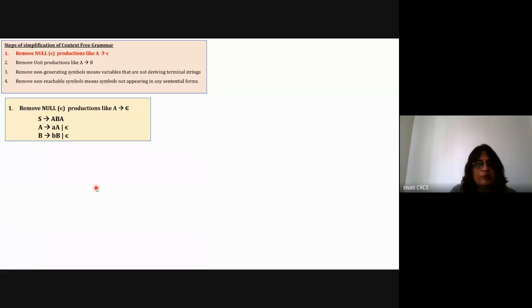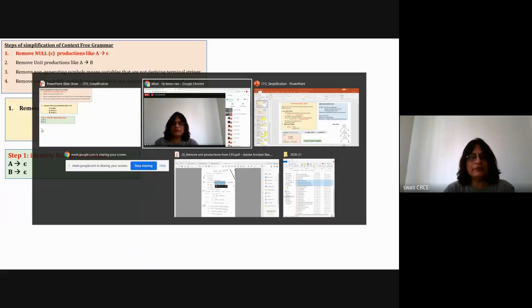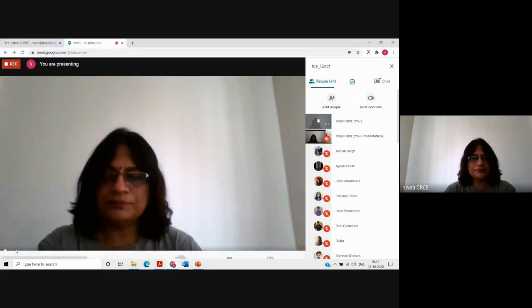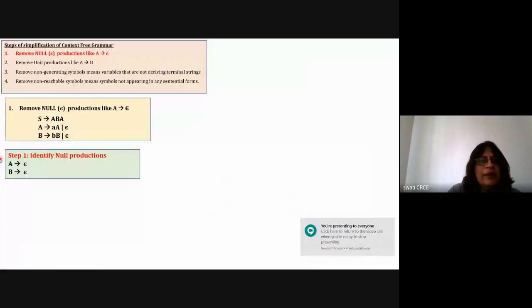Okay, this example we have seen here in the given grammar. You have S, A, and B as three variables. S, A, and B are three variable symbols. S is equal to ABA, A is equal to small a, capital B is equal to small b, capital B. Okay. So here identify the steps, like identify the epsilon productions.